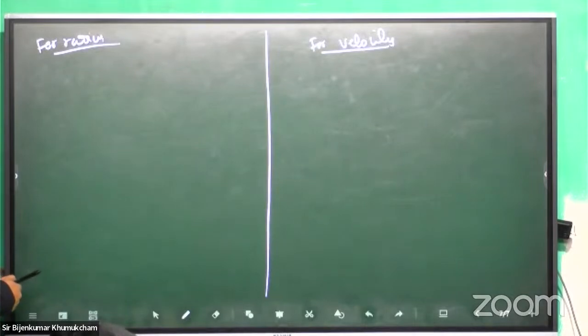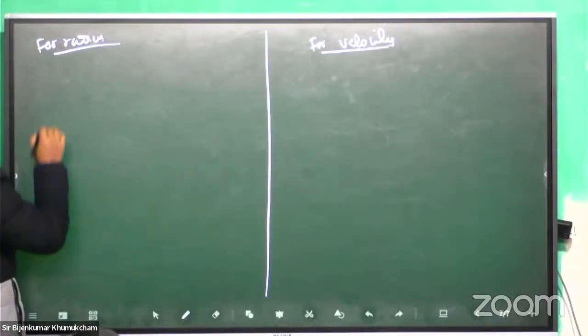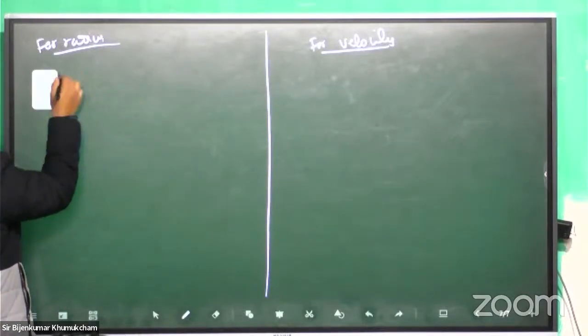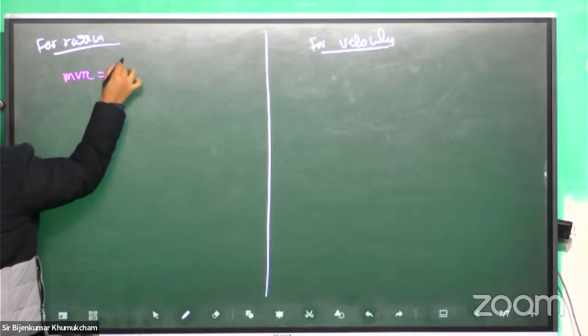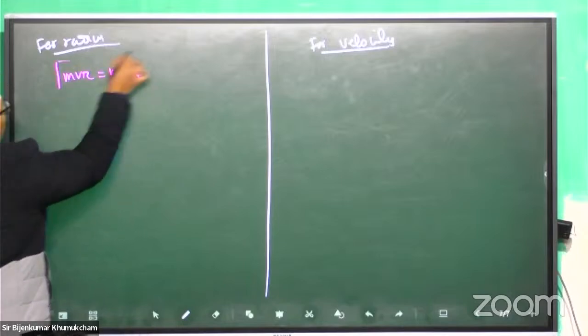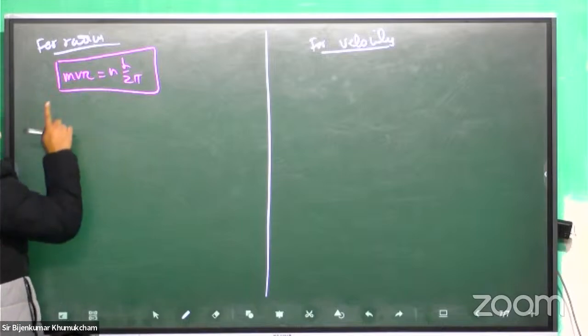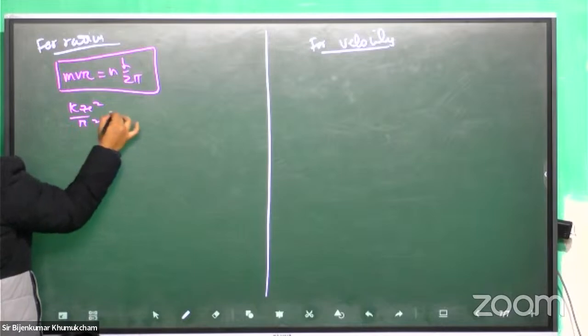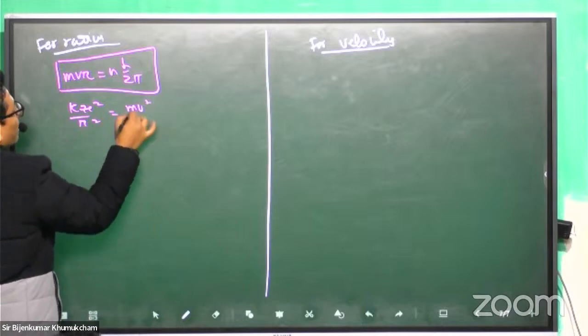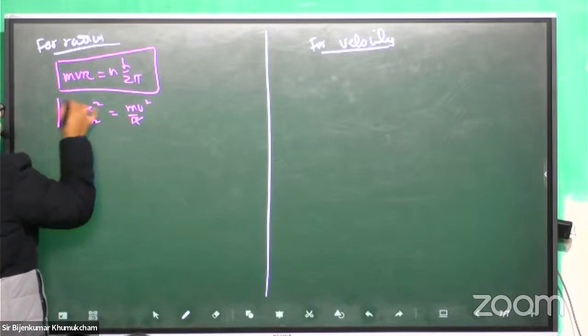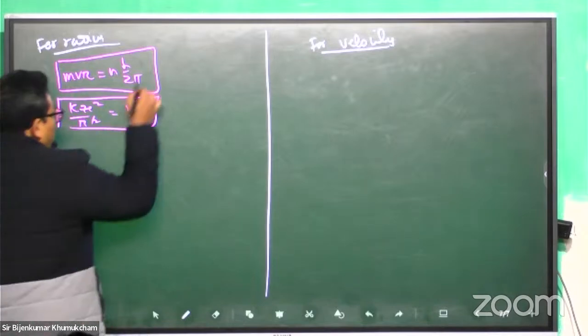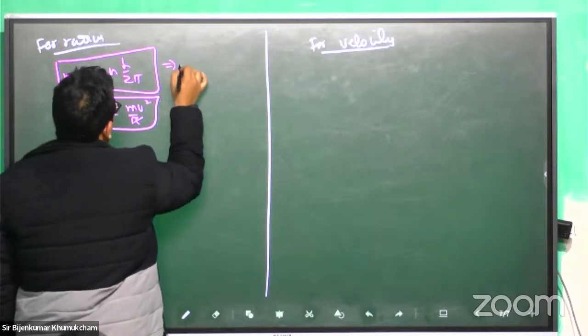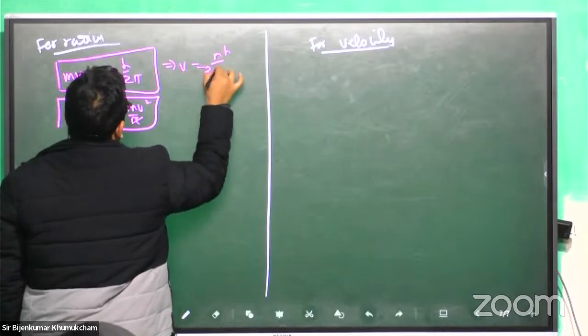Say, for the radius, we have the relations. What are the relations? The quantization of angular momentum: m v r equals n h by 2 pi. And the expression for the force between the electron and nucleus: k Z e square divided by r square equals m v square by r. I put the value of v equals n h by 2 pi m r.